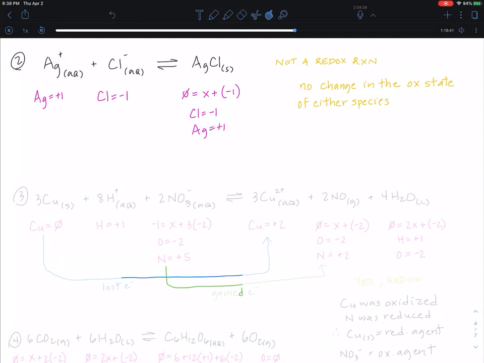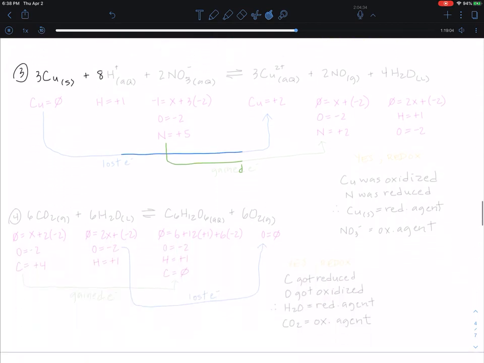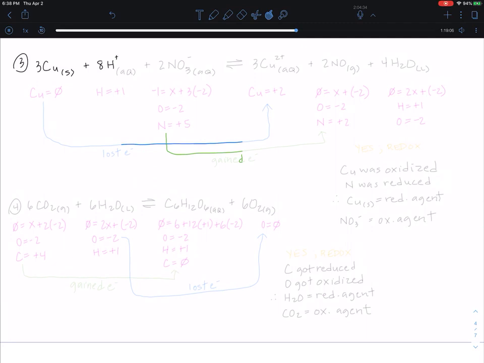Let's do another one. Let me think of something. All right, let's pull out some species, some with charge, some without. H plus is just going to be a source of acid for this reaction.